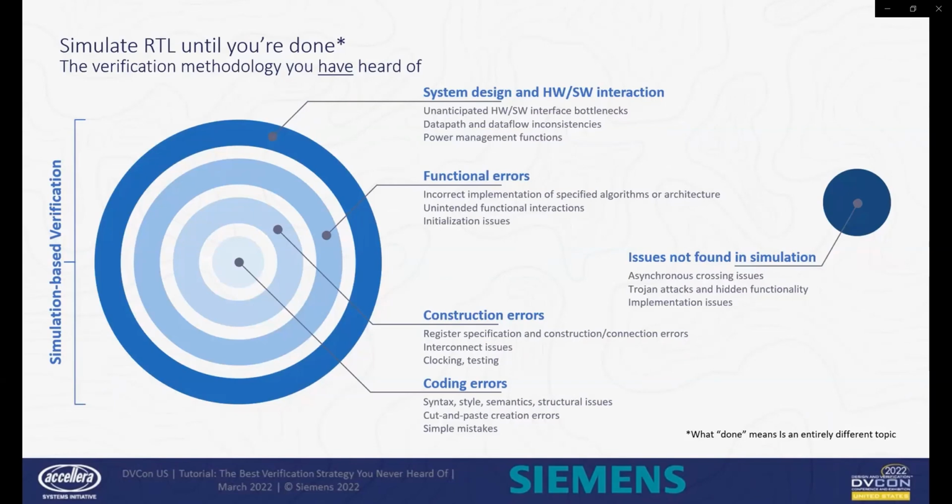But they're not sufficient. There's another class of issues that aren't found in simulation that impact design success, such as clock domain crossing issues or hidden functionality and Trojan attacks, to implementation issues that corrupt designs downstream in implementation, whereas the RTL itself was clean.